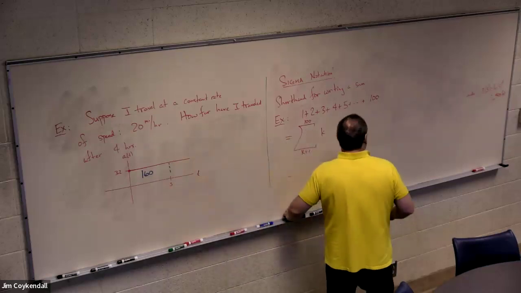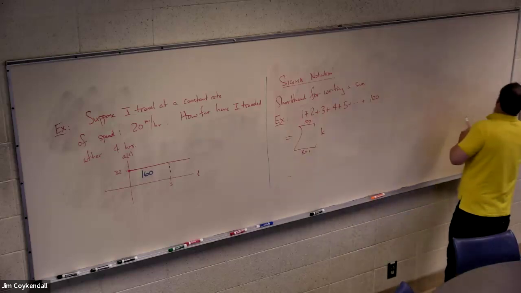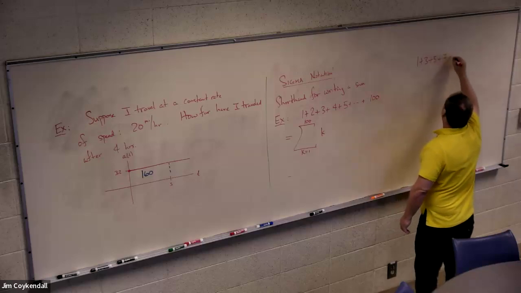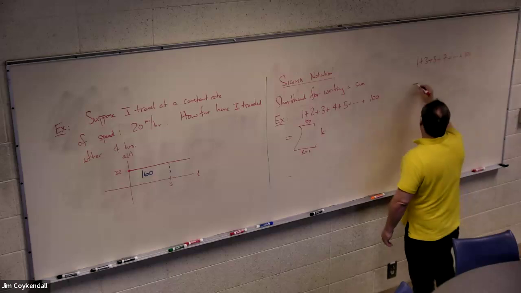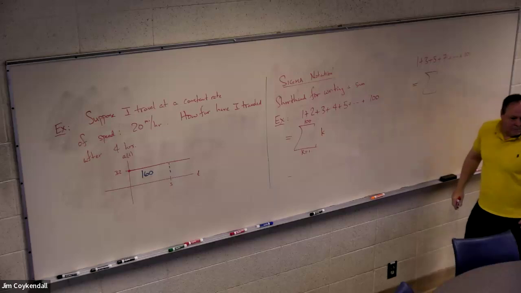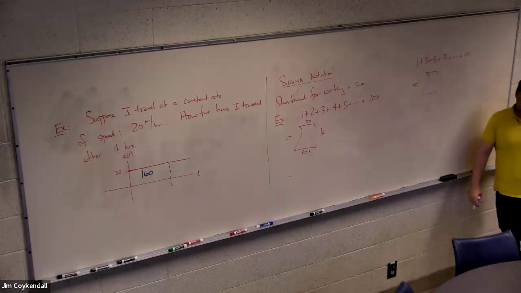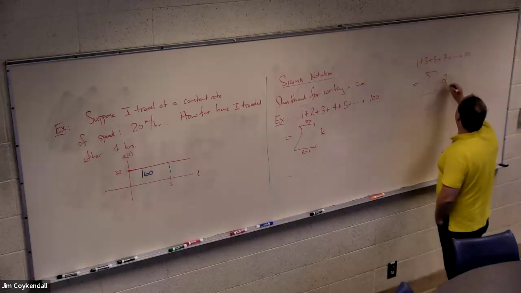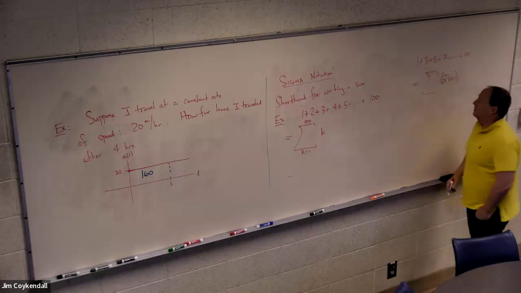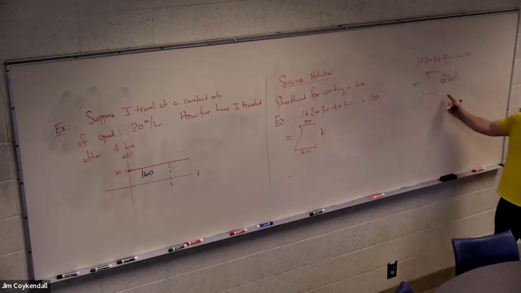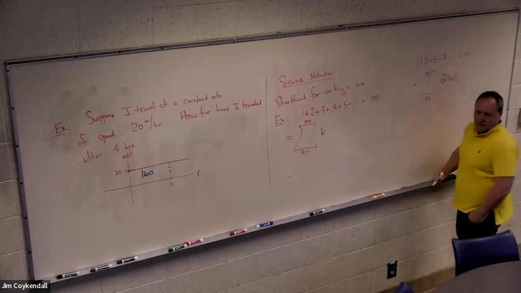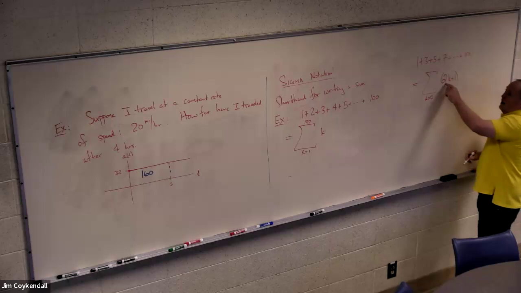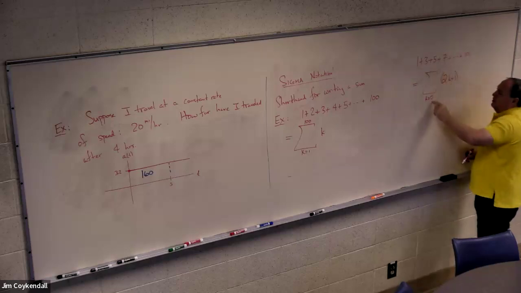So, some other examples. What's the pattern here? Right, I'm adding up odd numbers, right? So it's 2k plus 1. Where would k start? Good, 0. Right? Because when I plug in 0, I want to get 1 for that first term. Then 1 gives me 3, and I plug in 2, it gives me 5, and so forth.